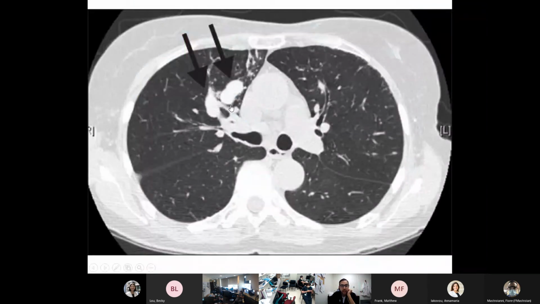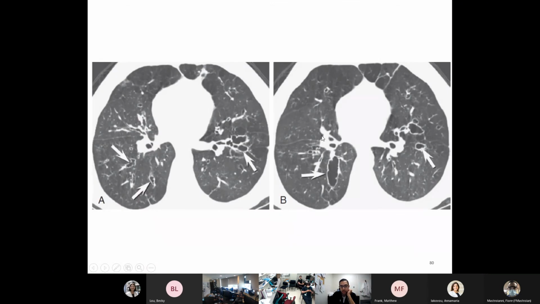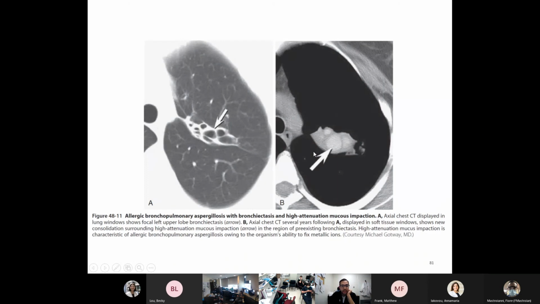And again, it's good to see a lot of images. Here you see the branching tubular opacities and the bronchiectasis, the central bronchiectasis. Here's just more images to look at the same. You see the very thickened airways, the central bronchiectasis, and the varicoid bronchiectasis. And then again, you want to see here the classic mucoid impaction and the high attenuation here on the abdominal or mediastinal imaging.